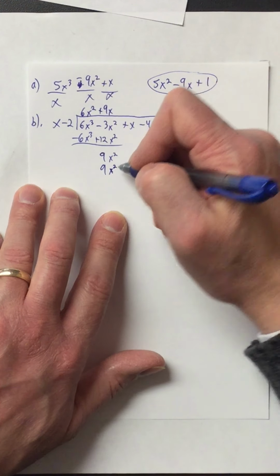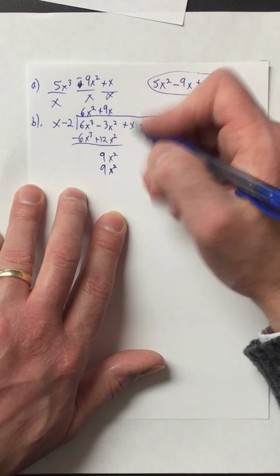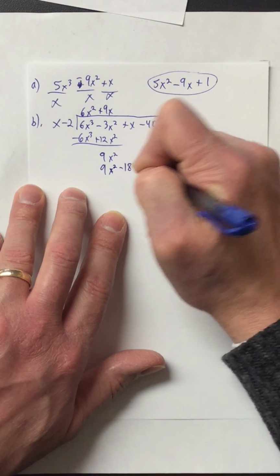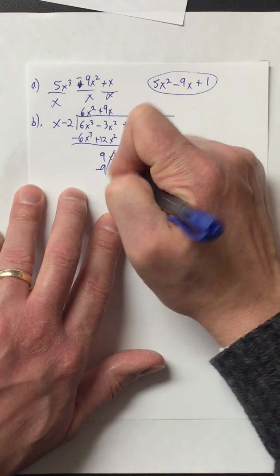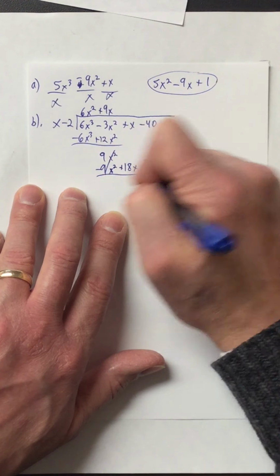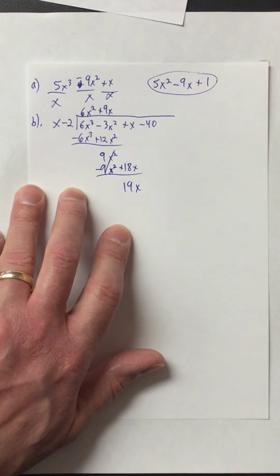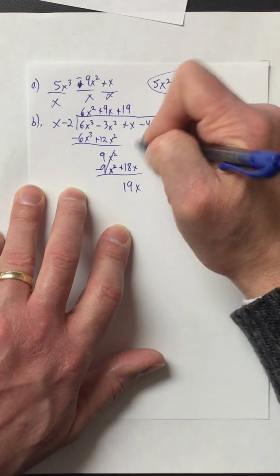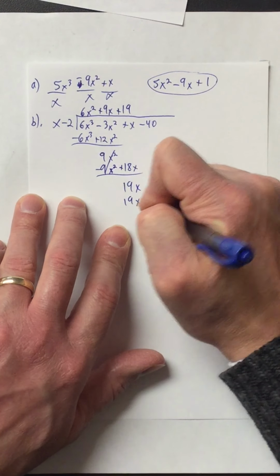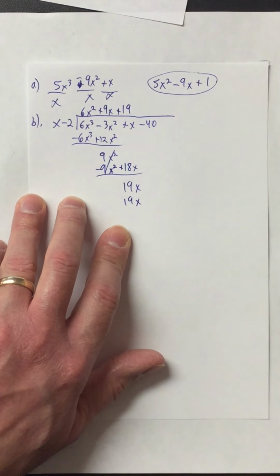9x times 9x is 9x squared. 9x times negative 2 is negative 18x. Flip my signs, this cancels. Add these together, get 19x. 19x on top, when I take the x out, multiply it back in, 19x, 2 times 19.